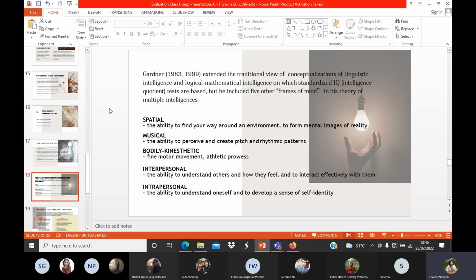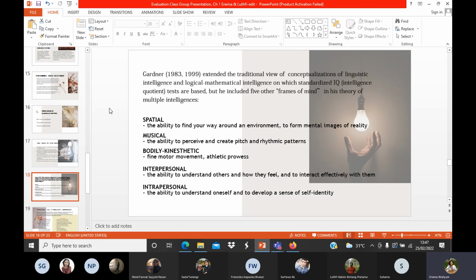The next one. Okay, these are the alternative intelligences that have been brought up by Gardner, instead of the previous views of what standard intelligence was based on. As I mentioned before, it was only about linguistic and logical-mathematical, but now there are more. We have here at least five: spatial, musical, bodily-kinesthetic, interpersonal, and intrapersonal.